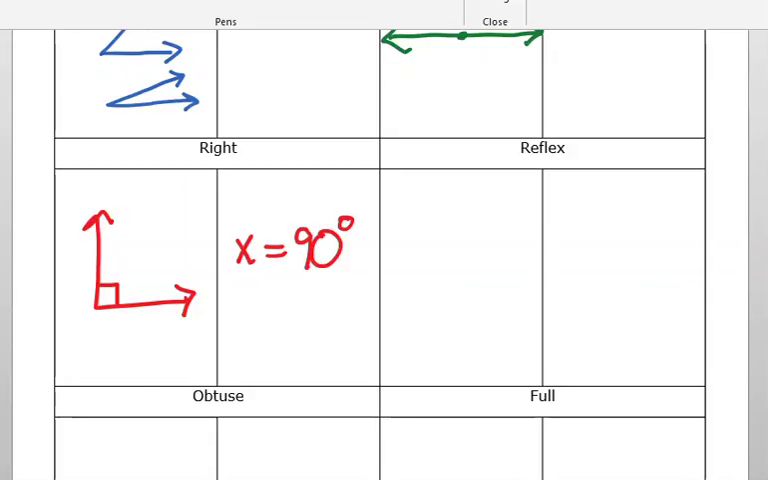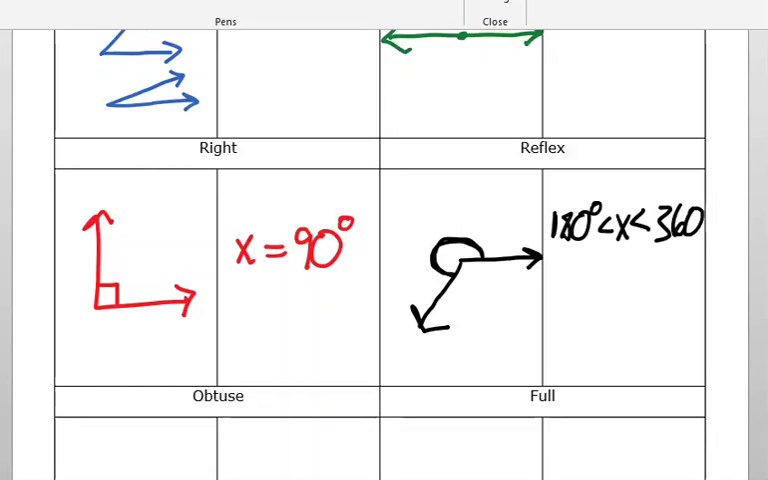A reflex angle is an angle that is over 180 degrees. So if I have my arrow here, and then I were to go all the way around to here, the reason I know it's a reflex angle is because I have this circle on the outside indicating that that's the angle that I want to measure. A reflex angle is anything that is more than 180 degrees but less than 360 degrees.